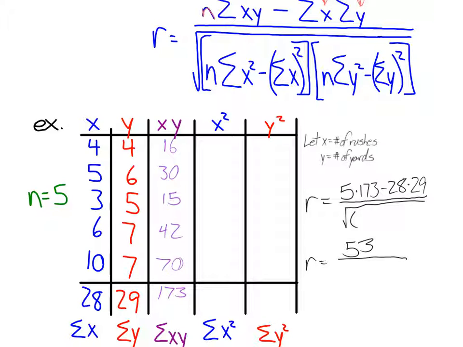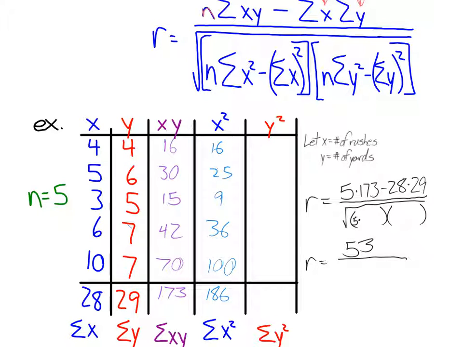And then there's 2 sets of brackets inside of it. Okay? Now notice here, we have n again. So that's 5 times something. Alright? So we're multiplying n by the sum of the x squareds. Notice here I'm squaring the x's first, then I'm adding them up. So that's why I have this column in my table. 4 squared is 16, then 25, 9, 36, and 100. Okay? So we get 186.